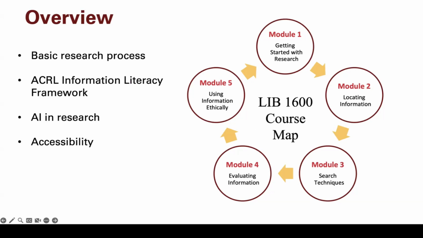Module 2 goes over where to find information. We cover places that students are familiar with first, like the open web again, but we also make sure to point out all of the resources available through library databases and collections that are not available through a Google search. This module also covers how to recognize different types of information and different formats.